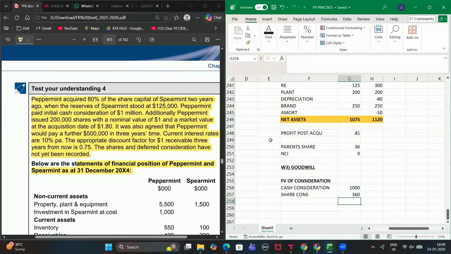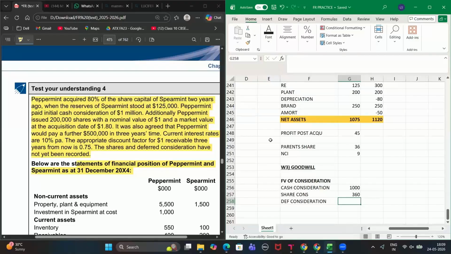1.8. It's 360. Okay. I hope this is clear so far. What about deferred consideration? The next consideration is deferred consideration. It was also agreed that Peppermint would pay a further 500,000 in 3 years' time.